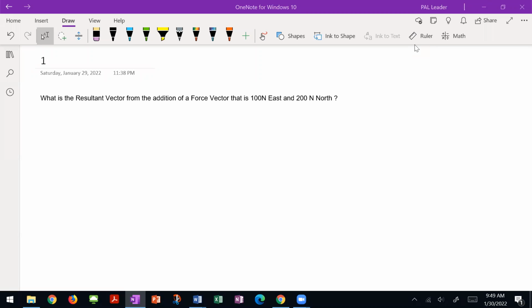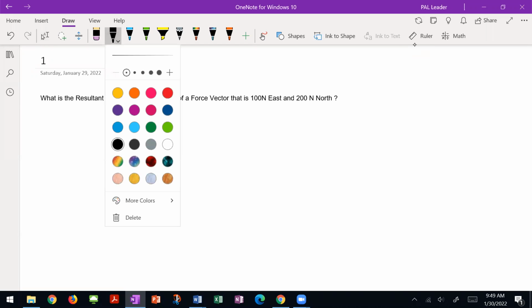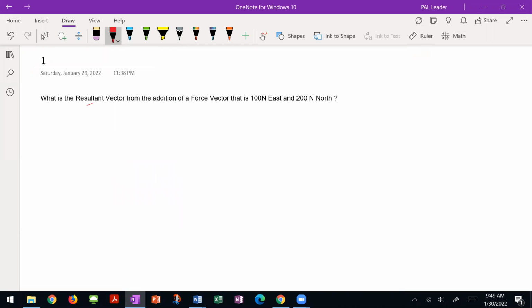Okay, vectors, question number 1. What is the resultant vector? That is what we are looking for. That's going to be capital F from the addition of a force vector that is 100 newtons east and 200 newtons north. I'm going to call this F1 and F2. So step 1 is picture.